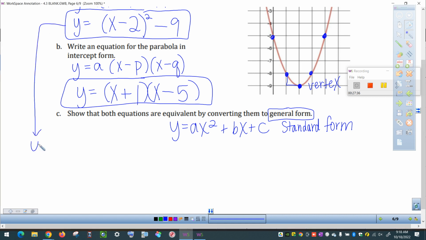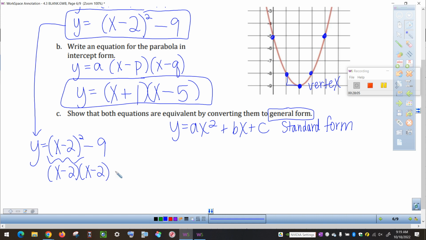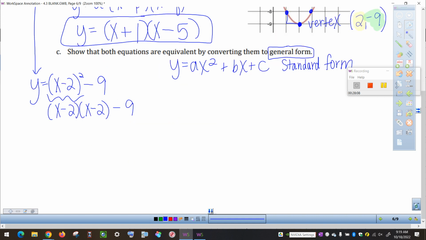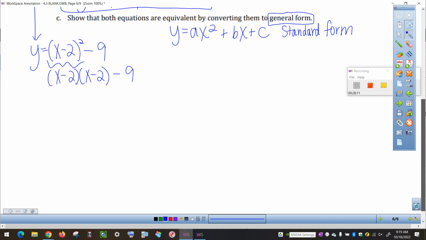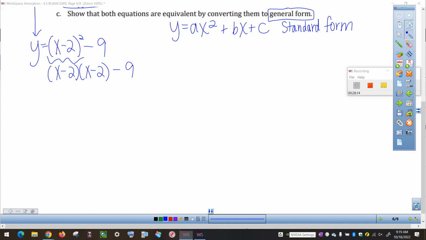Okay, so to turn it into standard form, we saw an example of this on Friday. This is where we're going to multiply the pieces out. So let's start with the first one, x minus 2 squared minus 9. If you have something that is being squared, that just means that it's being multiplied by itself. So if x minus 2 is multiplied by itself, let's write it out. X minus 2 multiplied by x minus 2. We still have the minus 9 on the end. We don't want to forget that too.